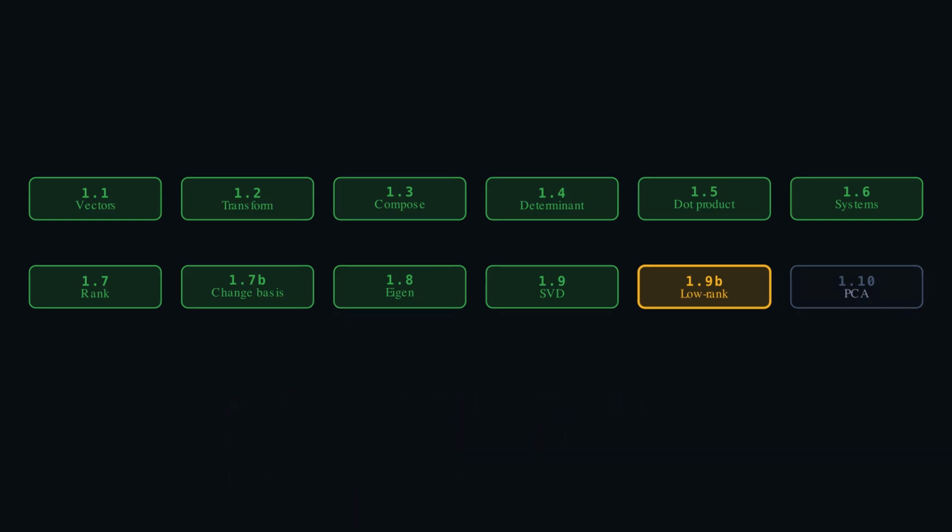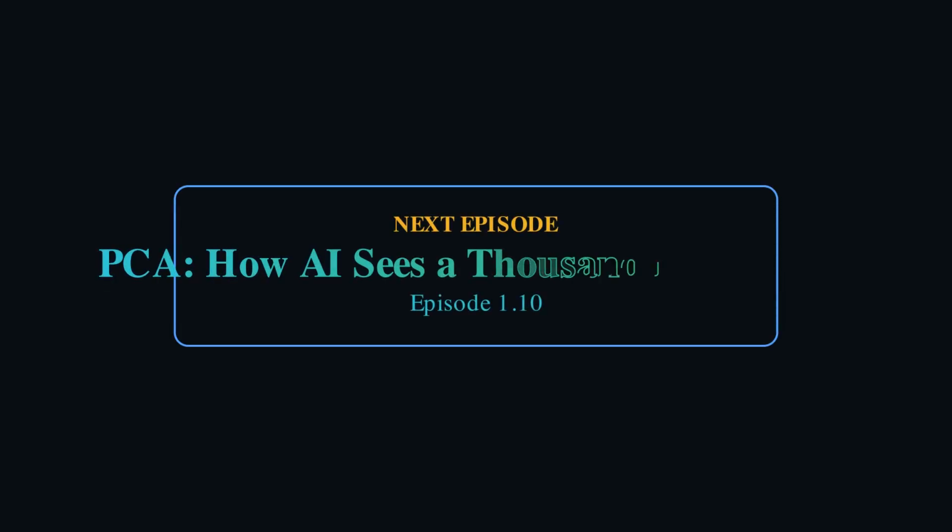One episode left. We turn the same idea on your data instead of one matrix and see how an AI looks at 1,000 dimensions. Next, finally, the same idea turned on your data. Instead of one matrix, how an AI looks at 1,000 dimensions and actually sees it.